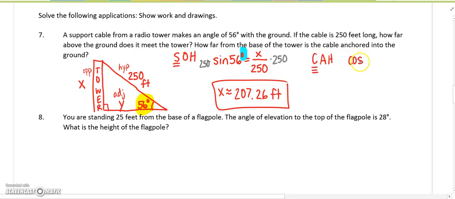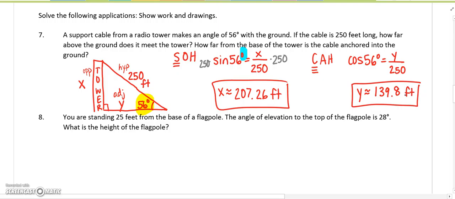So we would do cosine of 56 degrees equals y divided by 250, and solve from there. We would get 139.8 feet.